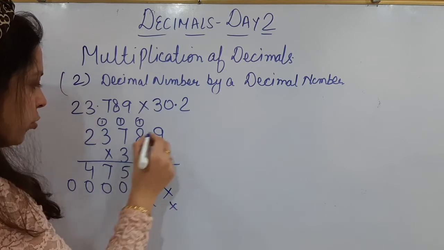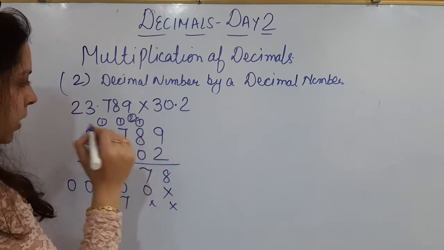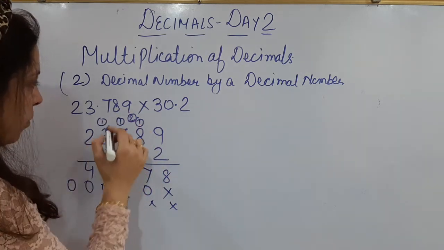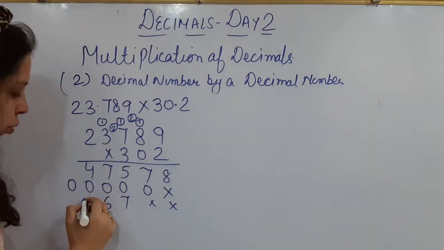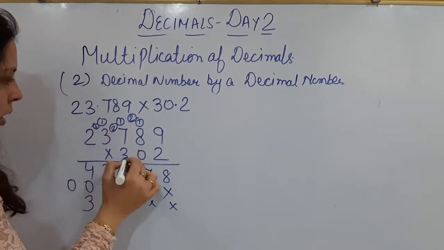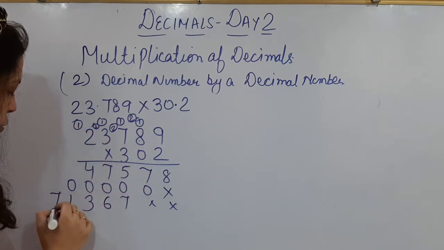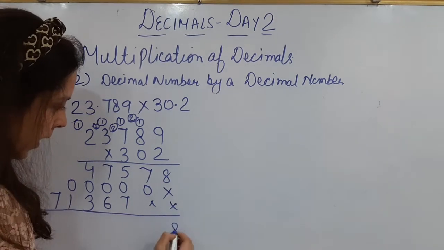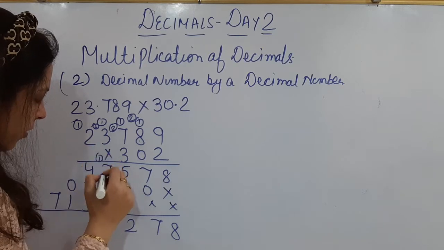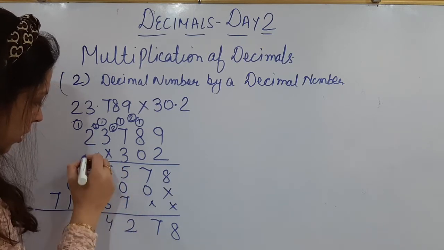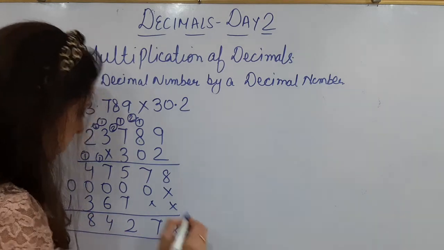Now, 3 times 9 is 27. 3 times 8 is 24. 24 plus 2 is 26. 3 times 7 is 21. 21 plus 2 is 23. Now 3 times 3 is 9 plus 2 is 11. 3 times 2 is 6 plus 1 is 7. Now add all these. So 5 plus 7 is 12. 7 plus 6 plus 1 is 14. 4 plus 3, 7 plus 1 is 8. Okay, now this is the answer.